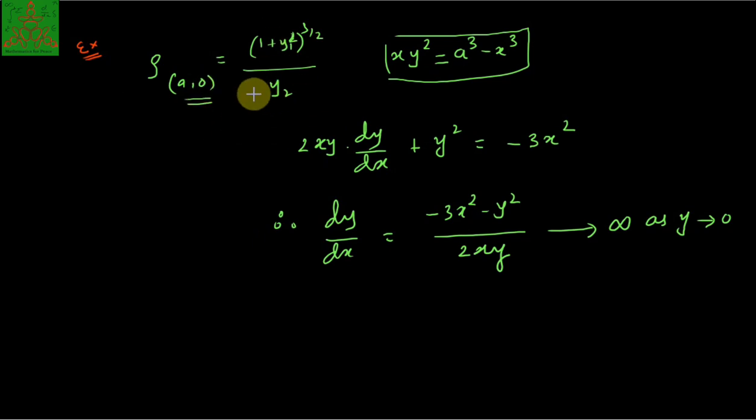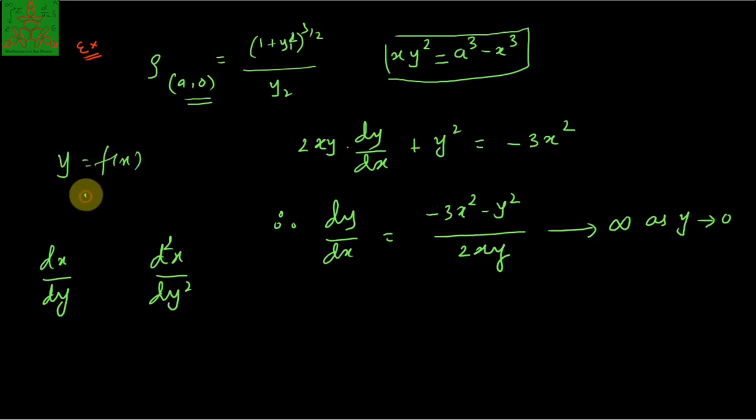So now what you can do, you have to calculate dx by dy and d square x by dy square. So instead of writing your equation as y equal to f of x, we are trying to convert it into x equal to g of y, and then the same formula will work for that also. To do that, we will differentiate this equation now with respect to y. That we will do in the next page. So this is the equation.